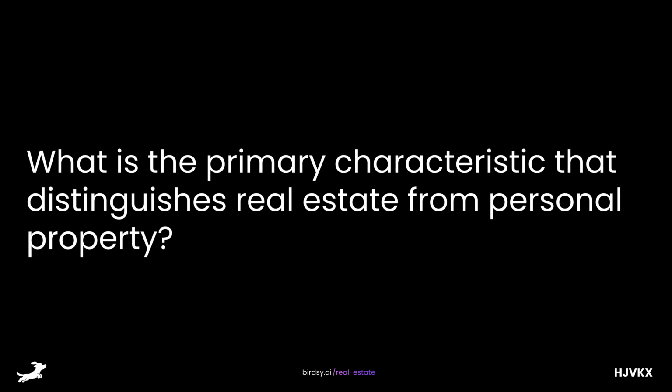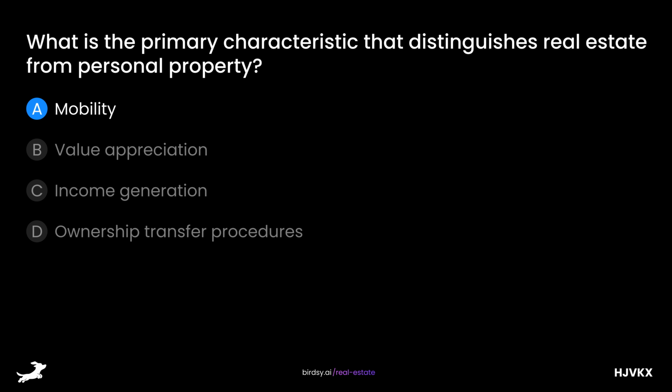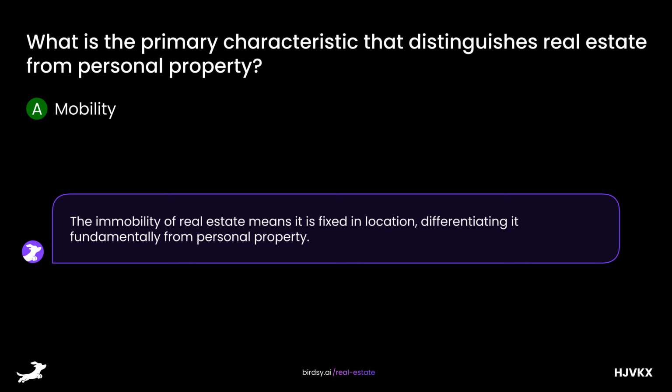What is the primary characteristic that distinguishes real estate from personal property? Is it A, mobility, B, value appreciation, C, income generation, or D, ownership transfer procedures? The answer is A, mobility. The immobility of real estate means it is fixed in location, differentiating it fundamentally from personal property.